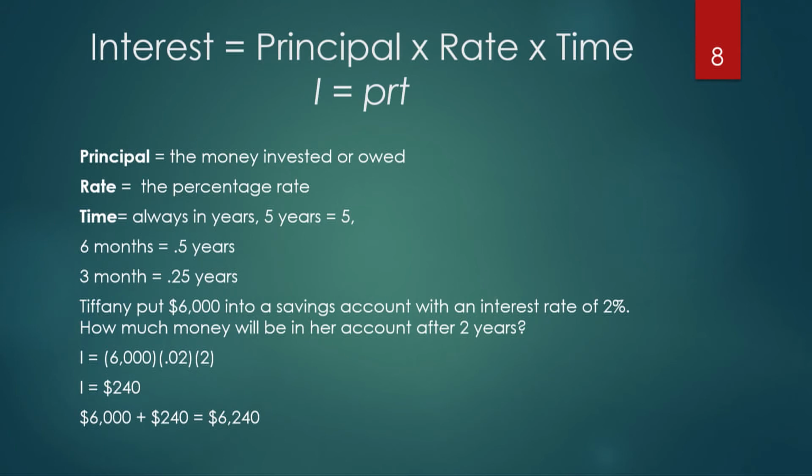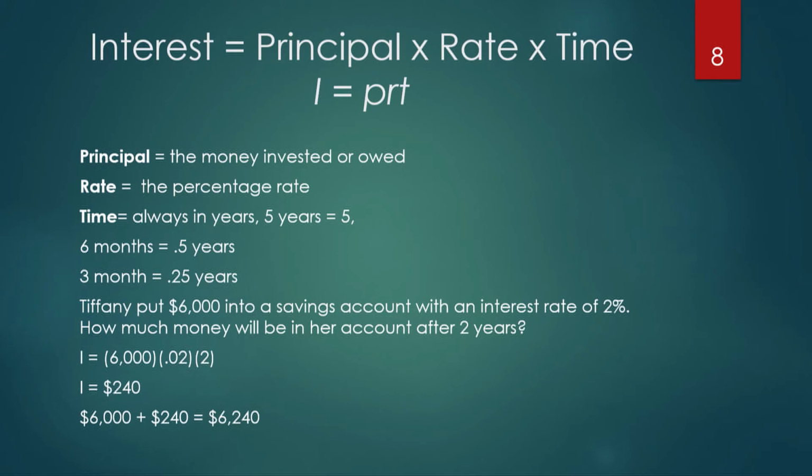And what they mean by principal is the money invested or borrowed. The rate is the percentage rate. So if you take out a loan and you are going to have to pay 6.2%, then 6.2% would be your rate. Your time is always given in years. So if it's 5 years, then you would simply write 5. If it's 6 months, 6 months is half a year, so it'd be 0.5 years. And 3 months would be written as 0.25 because 3 out of 12 is 0.25 or 1/4.